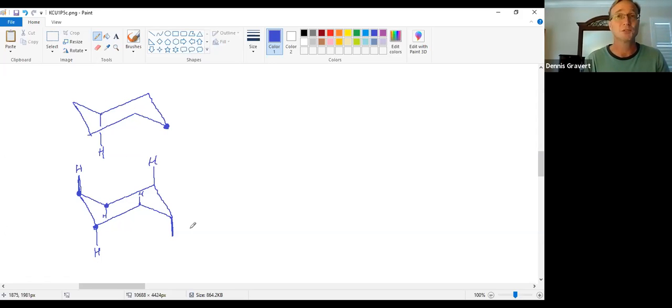Okay, I don't want 1,2-dimethylcyclohexane. I want cyclohexane. So now I'm compelled to put H's at the end of my bonds. Otherwise, someone else might think that they're methyl.